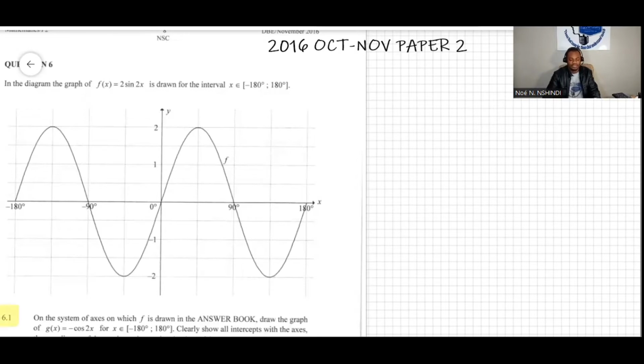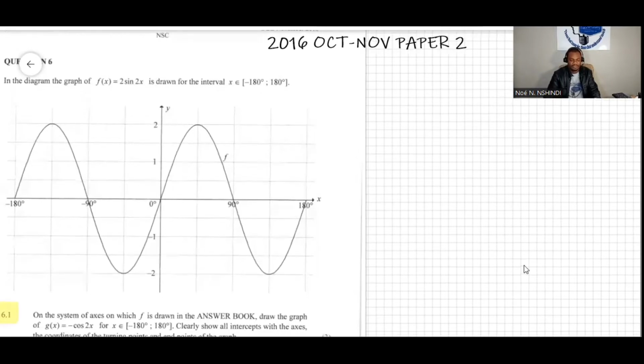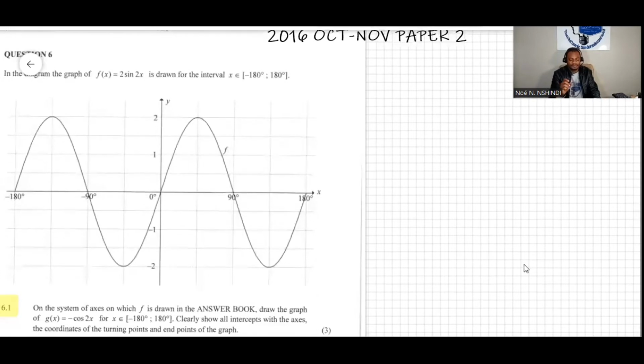The question says that on the system of axes on which f is drawn in the answer book, draw the graph of g(x) = -cos 2x for x in the interval -180° to 180°. Clearly show all intercepts with the axes, the coordinates of the turning points and end points of the graph.